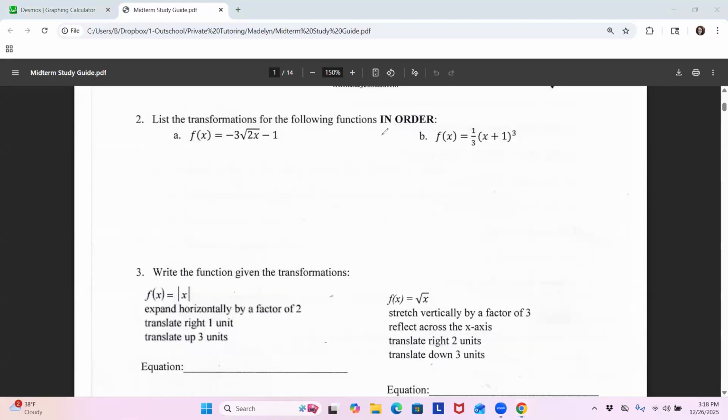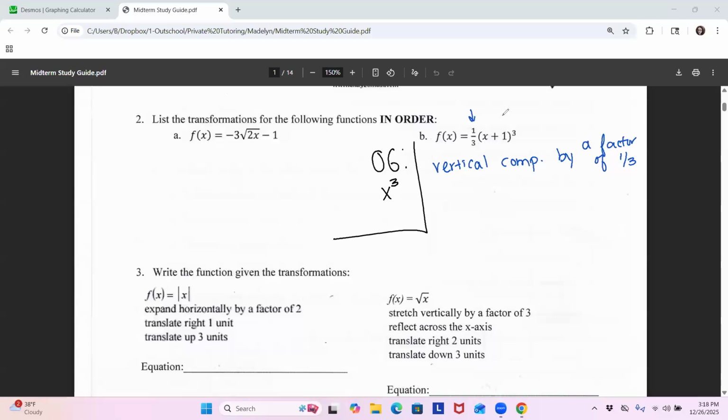All right, so what's the parent function on B? Or I'm going to call it the OG. It looks like it's x cubed. And then what did they do to that? Well, this 1/3 on the outside would be a vertical compression by a factor of a third. And this 1 on the inside is going to be a horizontal slide or translation. It lies. So you would think +1 horizontally would take you to the right. That's a lie. So it's going to go to the left 1. And that's it.